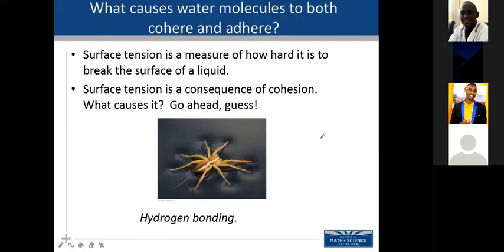Yes, madam. Surface tension causes... Is it that hydrogen bonding causes surface tension, or surface tension causes the insect to float? Which one is which?